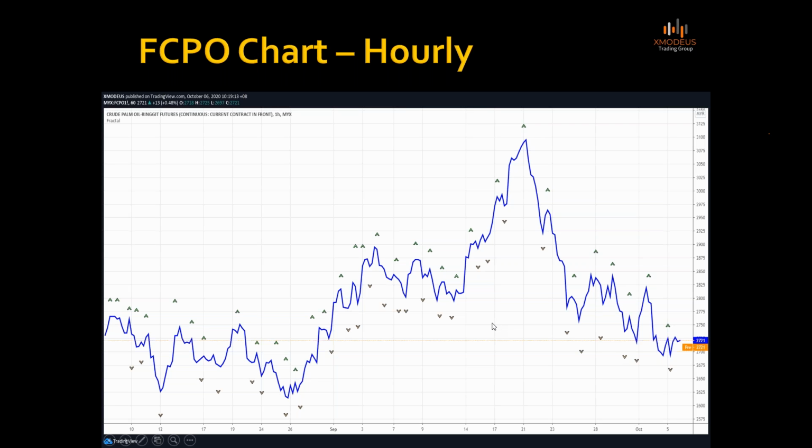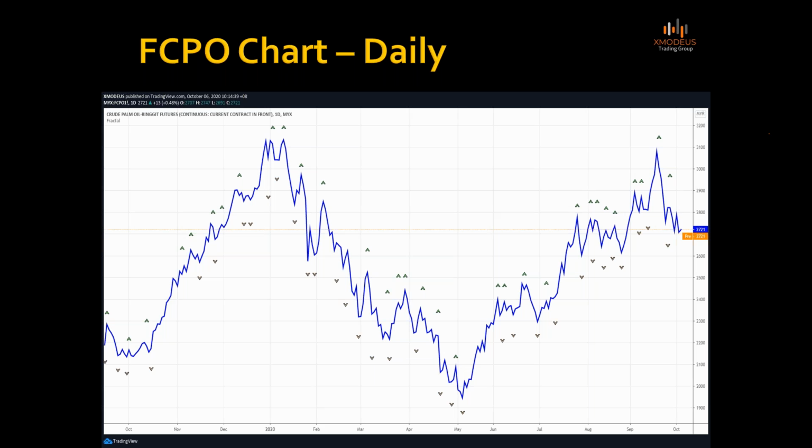So you can see that all these fractals consistently form a repetitive pattern. In every single chart, whatever the time frame, it will display the fractals. Okay, this is a daily chart. You can see it in all the trends.